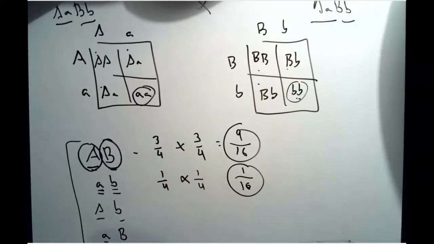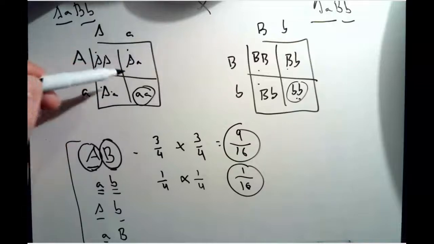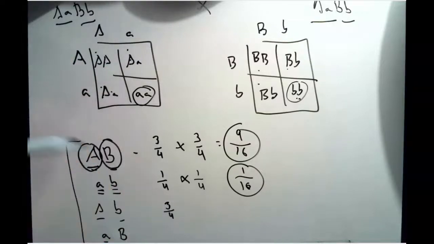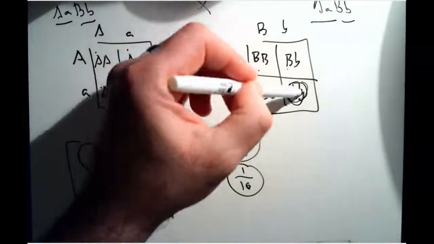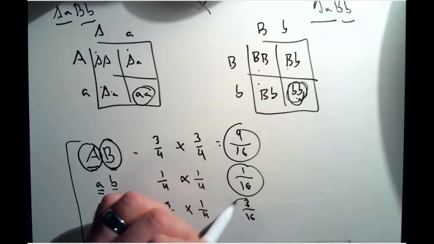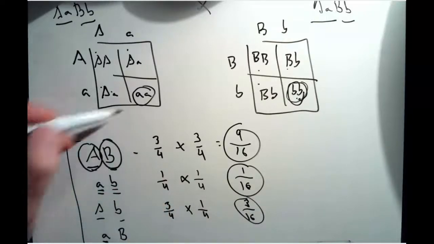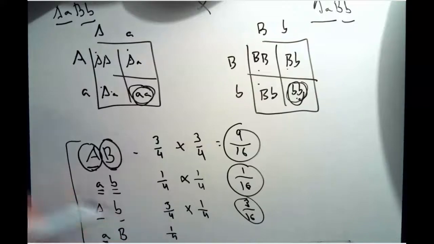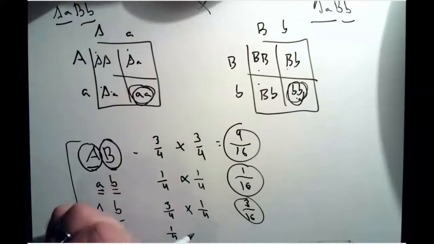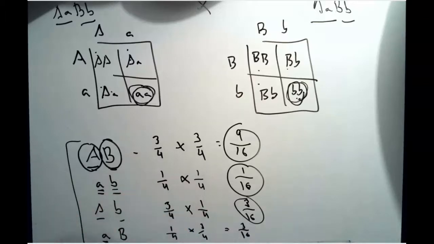How about dominant for A and recessive for B? Well, dominant for A is a 1, 2, 3 out of 4 probability. Recessive for B is a 1 out of 4 probability. We want the probability of them both happening together, that's an AND event, that's 3/16. And finally, the probability of being recessive for A is only 1/4. The probability for dominant B is 3/4, and that's also 3/16.